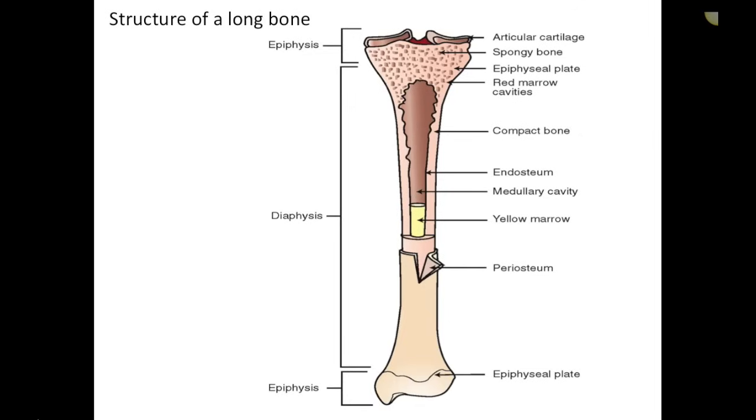So that's the formation of the spicules. And then it creates red marrow. Sorry, I'm totally going off on a tangent.